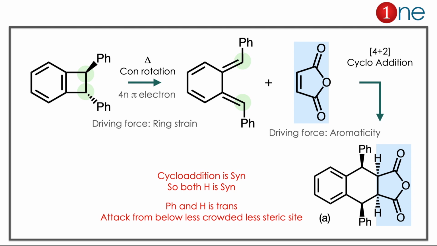Then you are using the anhydride. So what really happens is a 4 plus 2 cycloaddition will be there. So the double bonds are fused. You have the benzene ring re-established, so aromaticity is re-established and the new ring is formed. Here 4 plus 2 cycloaddition is happening.